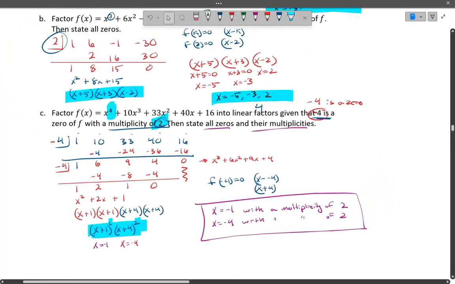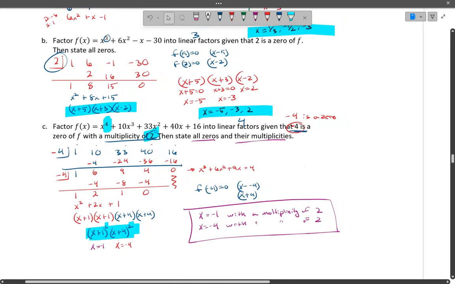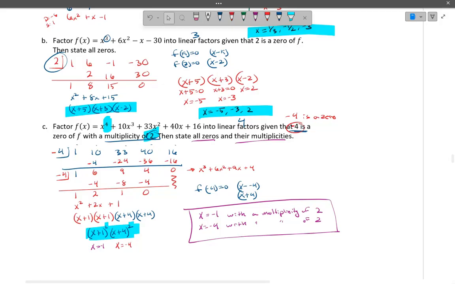Again, this is one of my favorite units just because it's a lot of synthetic division, which is pretty simple, clean, and straightforward, but it allows us to do a lot of work with the polynomials in a way that we've never been able to do before.